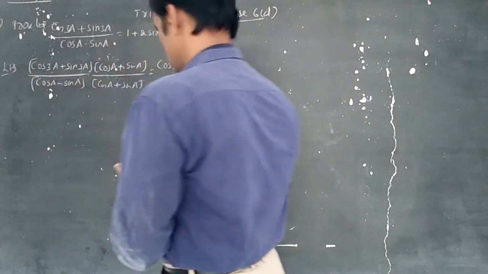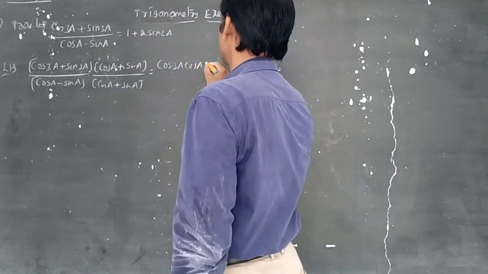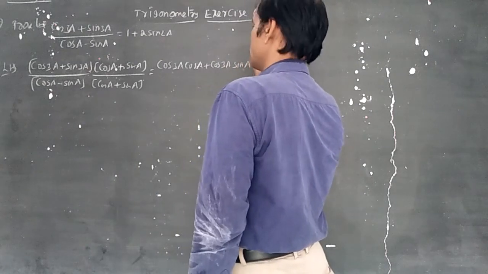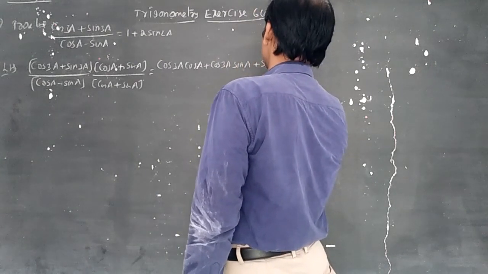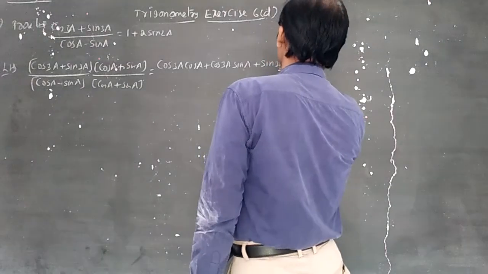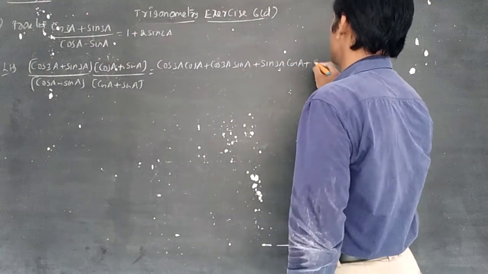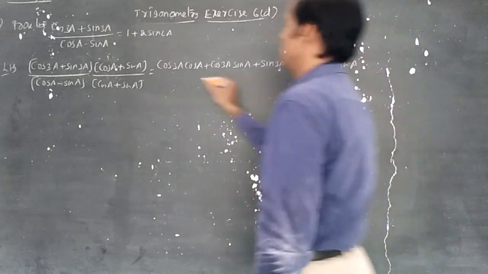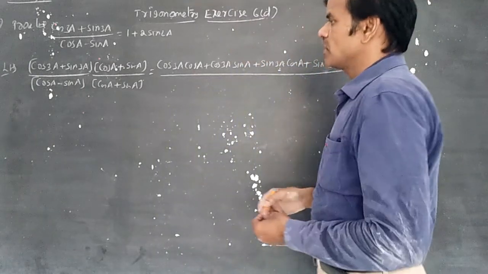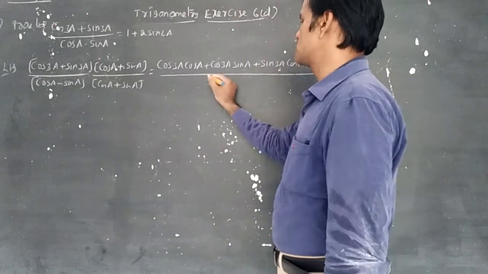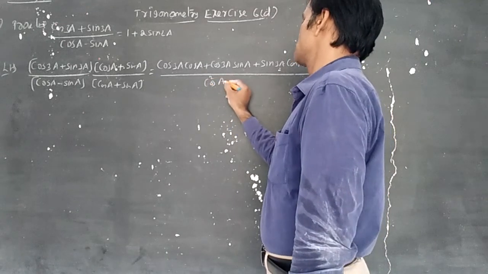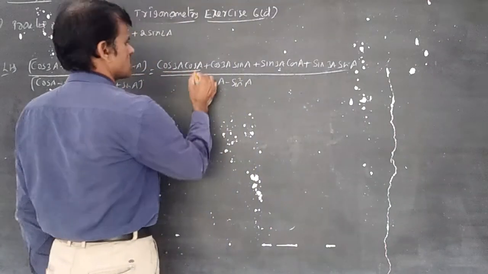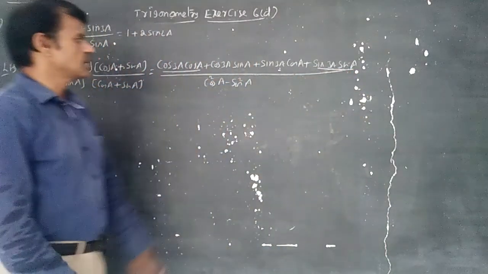Cos 3a cos a plus cos 3a sin a, cos 3a sin a plus sin 3a cos a plus sin 3a sin a, sin 3a sin a, whole by, here a plus b into a minus b is a square minus b square. So cos square a minus sin square a. Here cos 3a cos a and sin 3a sin a, write side by side.